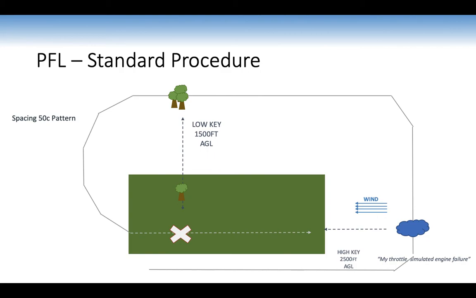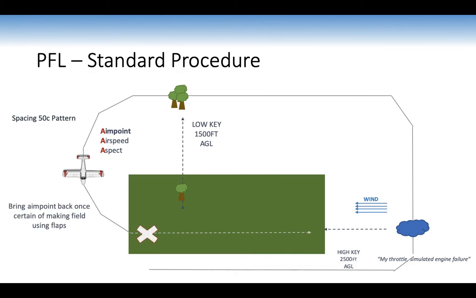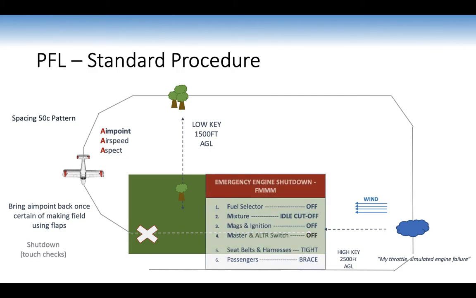And if the aim point is getting farther and farther towards the wingtip, then turn towards your aim point. If it's getting too close, level the wings. And also use aim point, airspeed, aspect. So aim point 1/3 in the field, airspeed 73 knots, and aspect judging if you're too high or too low. Then once you're sure you can make your field, bring the aim point back using flaps. Then you've got to do shutdown checks. So these are touch checks to FMM.